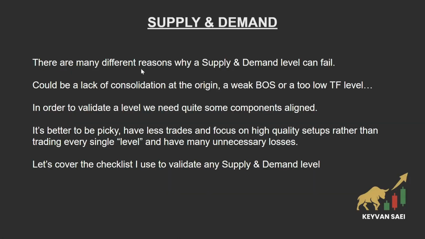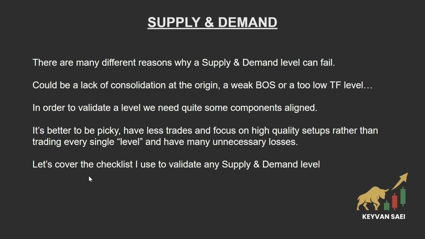So there are many different reasons why a supply and demand level can fail. It could be a lack of consolidation at the origin, it could be a weak break structure, or just the time frame of the level is way too low. So in order to validate a level, we really need to see and have quite some components aligned. In my opinion, it's really better to be picky, have less zones, so you have less trades, and focus on high quality setups rather than trading every single level and just have many unnecessary losses that you could avoid.